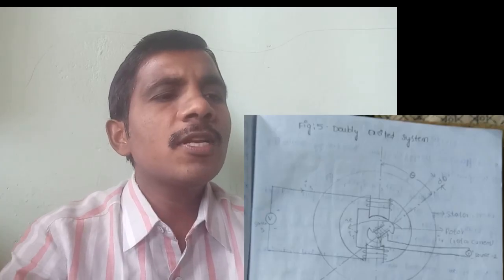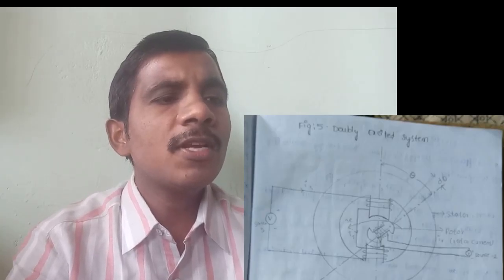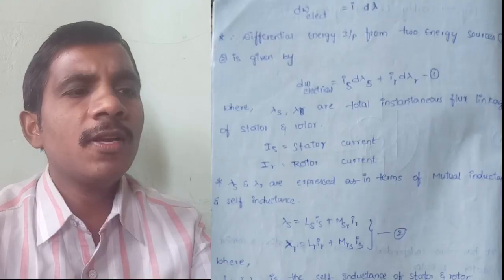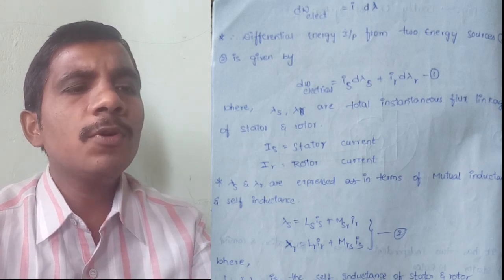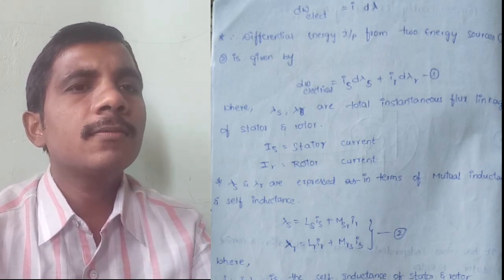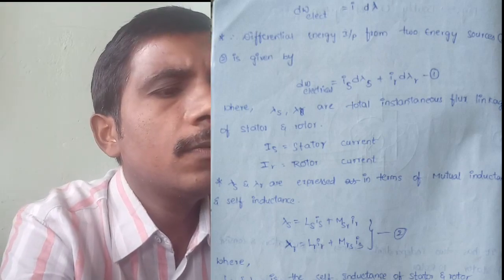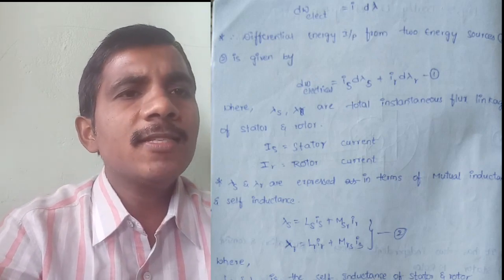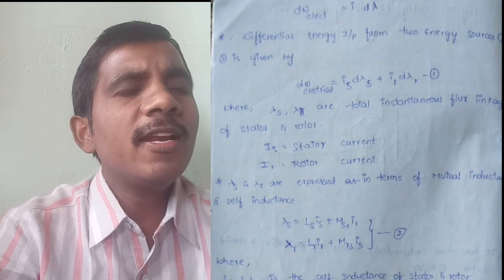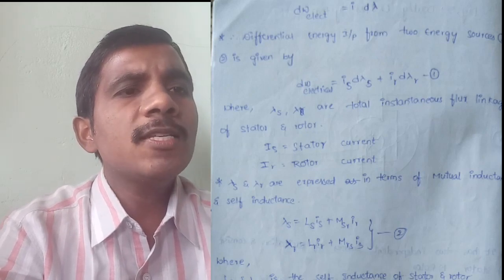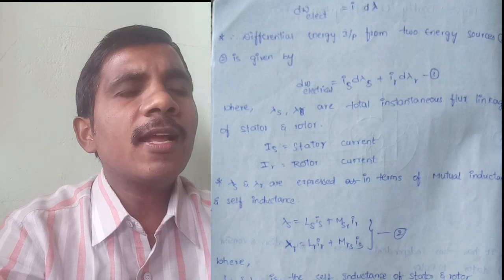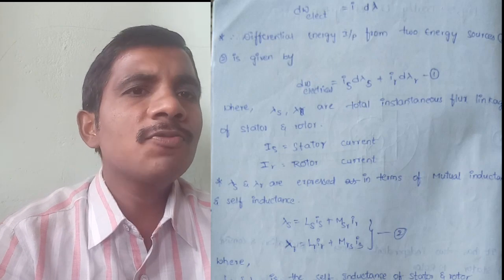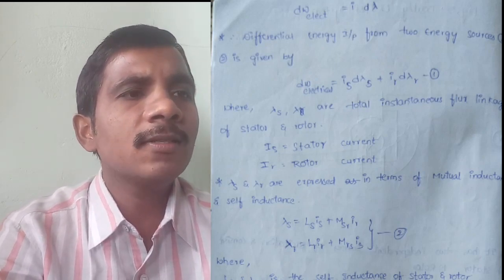The MMF produced at both stator and rotor is in the same direction, but the magnetic torque TE is in an anti-clockwise direction as shown in the figure. The differential electrical energy input for a singly excited system is i d lambda. The differential energy input from two sources is given by dW electrical equals Is d lambda S plus Ir d lambda R. We have two supply sources, for stator and rotor, hence the equation is like that.